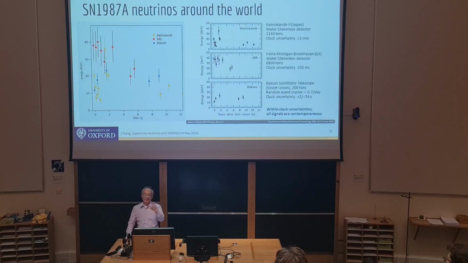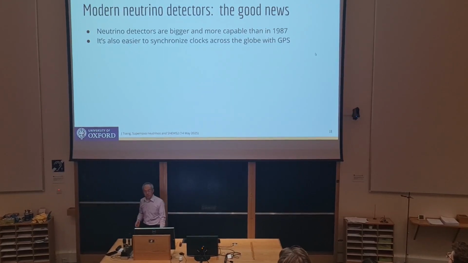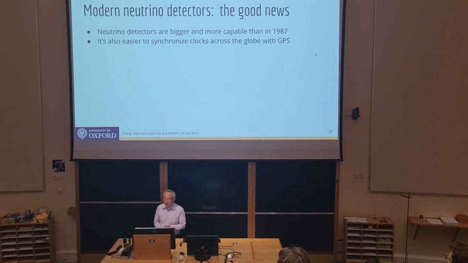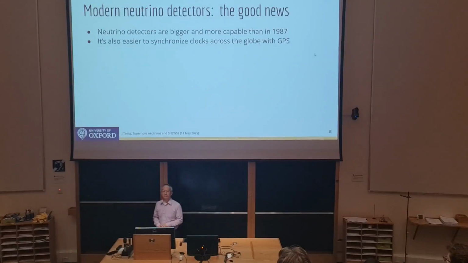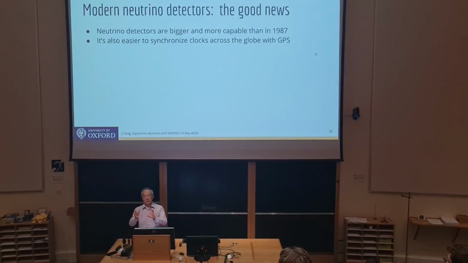But on the other hand, a burst of neutrinos like this doesn't happen very often, so chances are they're pretty correlated. The good news about modern neutrino detectors is that they are much bigger and much more capable than back in 1987. It's also a lot easier to synchronize clocks across the globe. It's not trivial, but with global positioning satellites, it is so much easier nowadays. Synchronizing things to about 1 millisecond or 0.1 millisecond is actually not too difficult now.